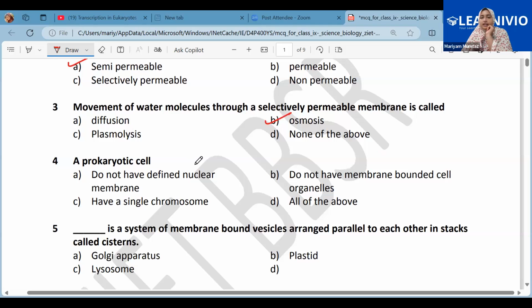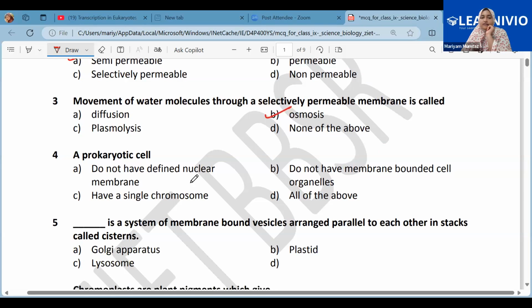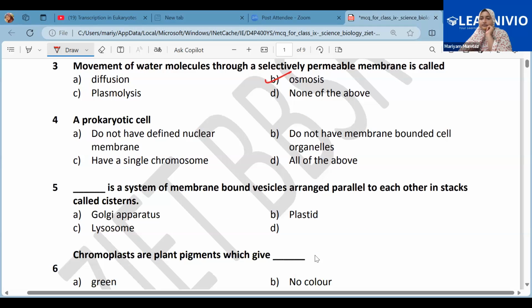All right. Now the next question: a prokaryotic cell does not have a defined nuclear membrane, does not have membrane-bound organelles, has a single chromosome. All of the above. Everyone agrees? Yes, ma'am.